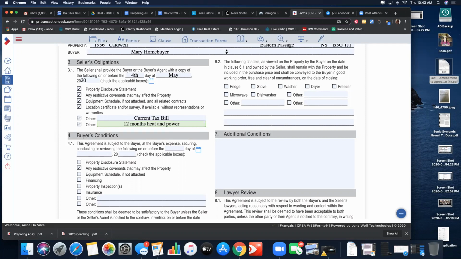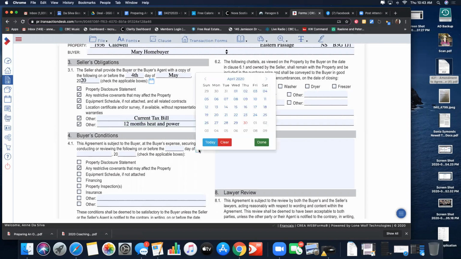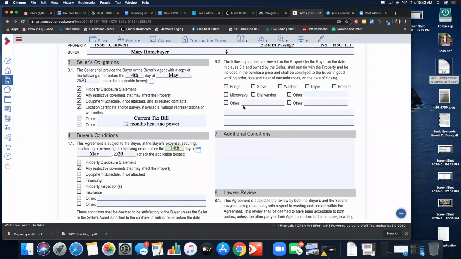So my dates match for my seller's obligations and my deposit. That's the day that I'm going to exchange documents. Then my buyer's conditions: normally we would tell you 7 to 10 business days. We are currently in a climate where we do require a little bit more time as a result of COVID. That is simply because some of the processes are taking a little bit longer. Not all the inspectors are working. Banks are a little bit slower. So in this particular case, I'm going to do 2 weeks.